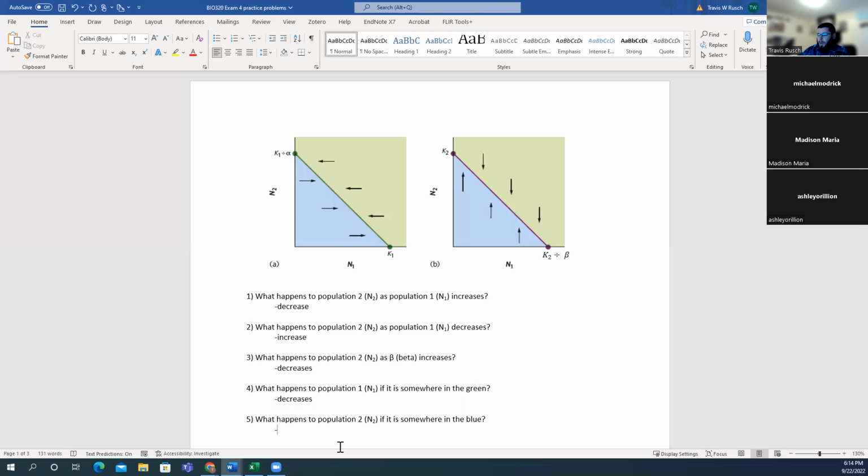Then what about population 2 if it's somewhere in the blue? So population 2 is this figure, and if we drop it anywhere in here, it increases, right? Because the arrows are telling us we've got to go up. We're below the isocline, so there's room for population growth, and it can go up until it hits that isocline.